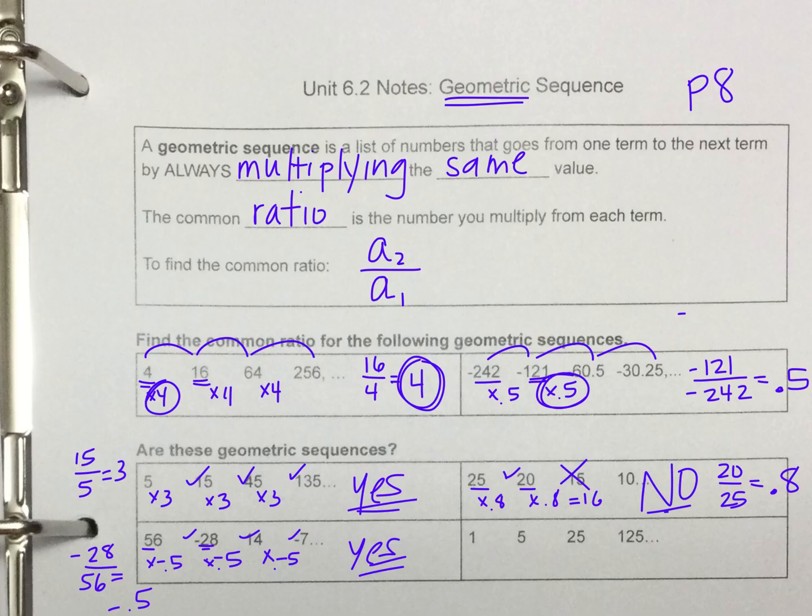This one's pretty easy. What do you multiply by 1 to get a 5? It's 5. 1 times 5 is 5. Check. 5 times 5 is 25. 25 times 5 is 125. So yes, this one is a sequence.